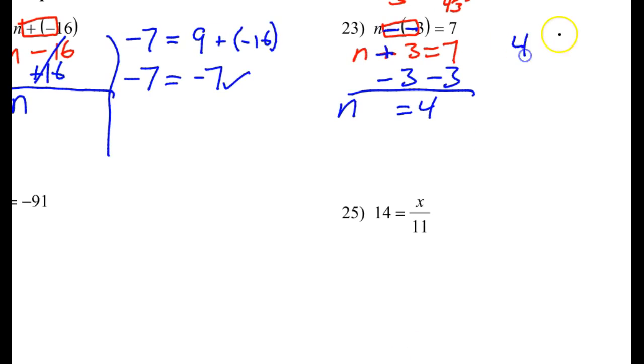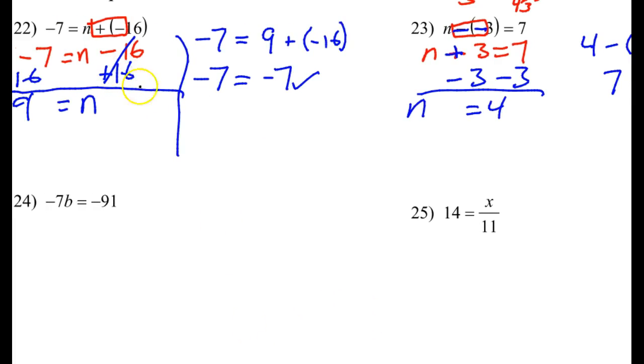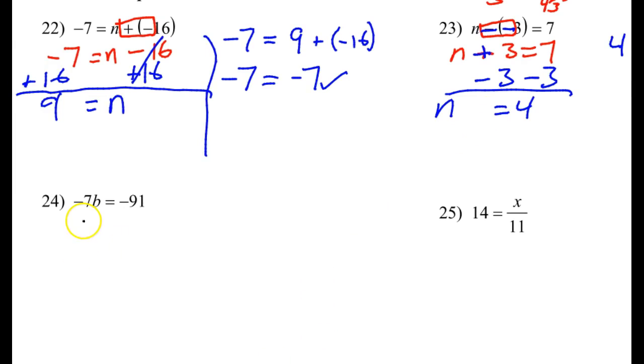And then quickly, so those were adding and subtracting to solve. One was adding 16, one was subtracting 3. So we also have multiplying and dividing. That's what the next 2 are.